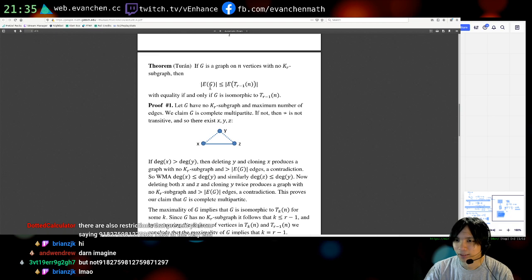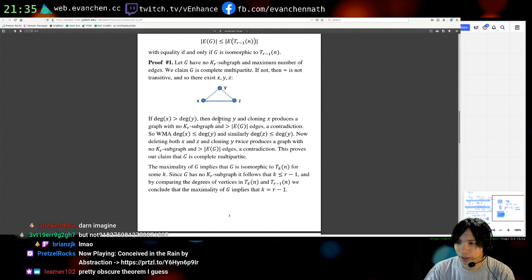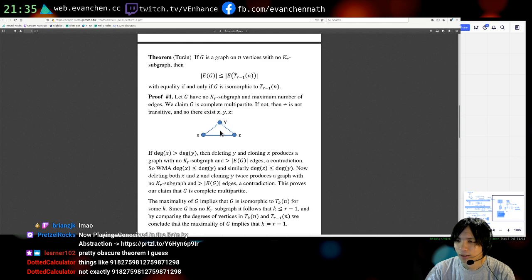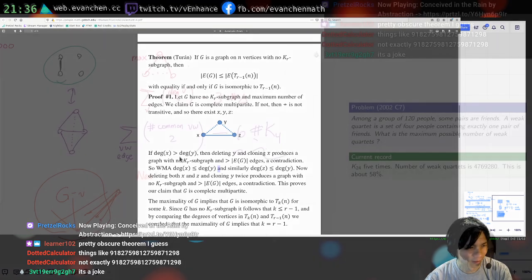Okay. Alright, sure. Then deleting Y and cloning X. So I delete a vertex and then clone it. Oh wait, this looks very good. This is what I want. Okay. We can run with that. Alright, I think that's enough of a hint.